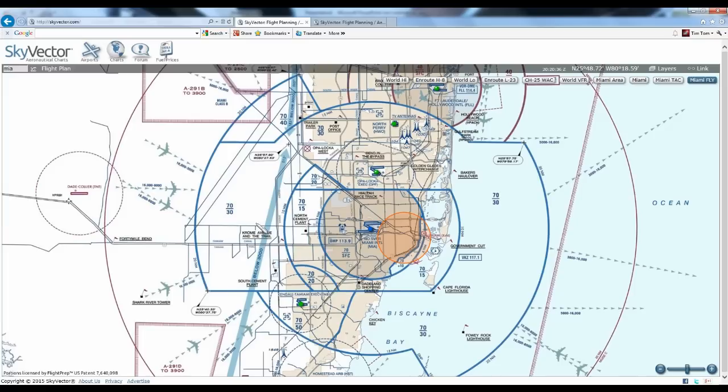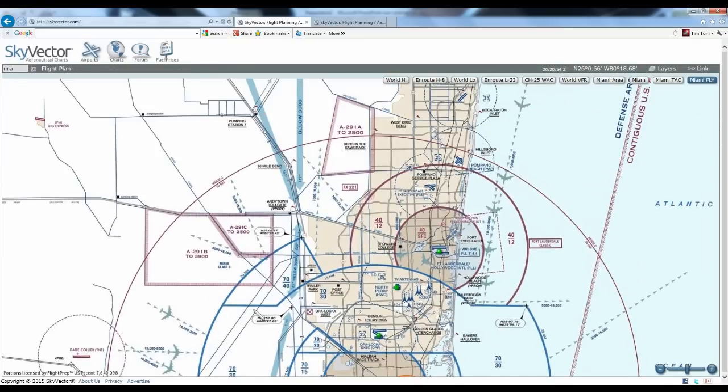Now, since you're going to be below the Class Bravo airspace, you guessed it, that means you have a speed limit to contend with. You're limited to 200 knots whenever you're below the shelf area of a Class Bravo airspace. So yeah, on these flyways, no more than 200 knots.